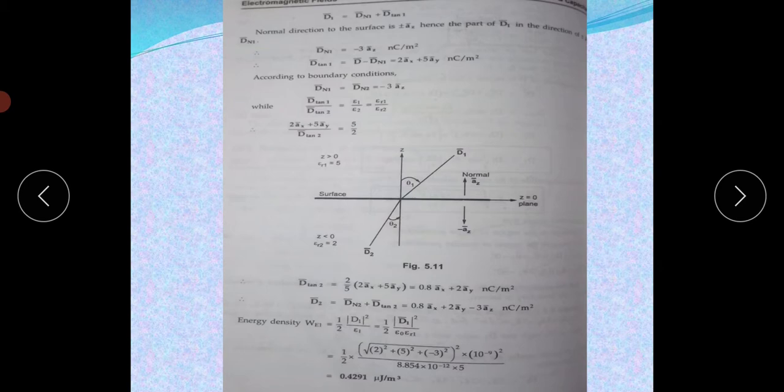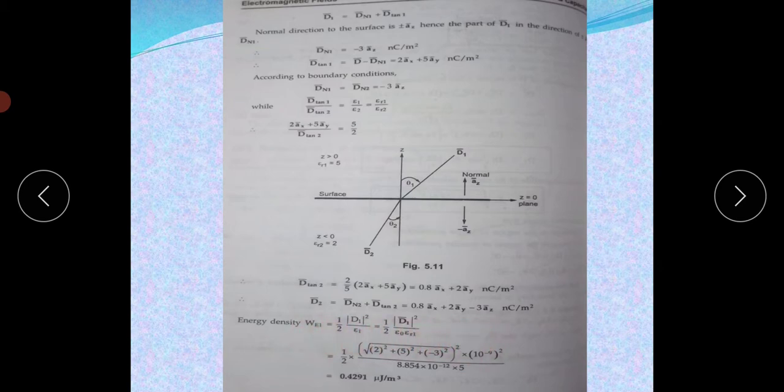We have three formulas for energy density. The first one is 1 by 2 dE. Using the relation D bar equals epsilon into E bar, and substituting that relation, we get another two formulas, in terms of electric field intensity or in terms of electric flux density. In terms of electric field intensity, the energy density equals 1 by 2 epsilon E square. In terms of electric flux density, the energy density equals 1 by 2 D square by epsilon.